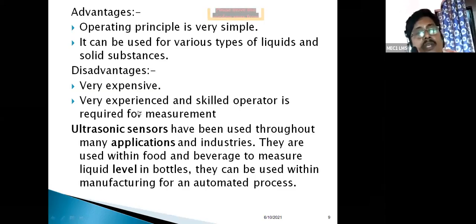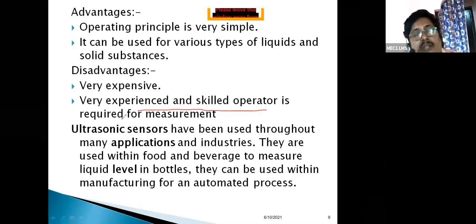And a very experienced and skilled operator is required, and I said that the cost is also very high. A very experienced and skilled operator is required for the measurement of the liquid. Yes, the time is proportional to the depth of the liquid, right? Correct.